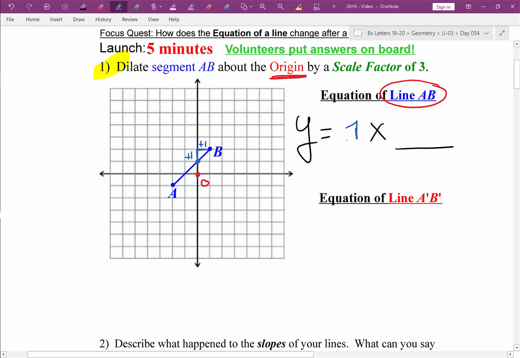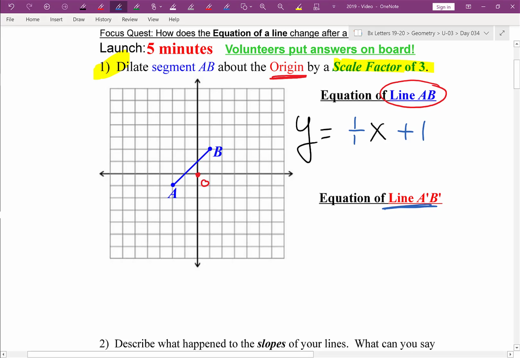This is just like 1x, and heck, I could even leave it as x. I guess I'll put it as 1 over 1x. And then the y-intercept is positive 1. So I will also put that in. And now I'm ready to do my dilation with a scale factor of 3.